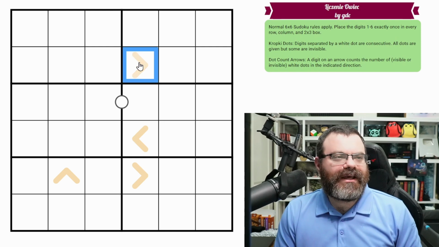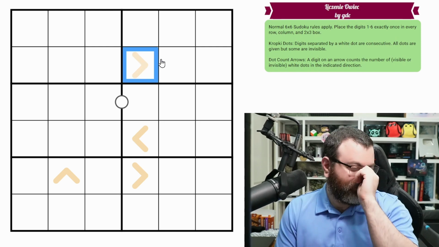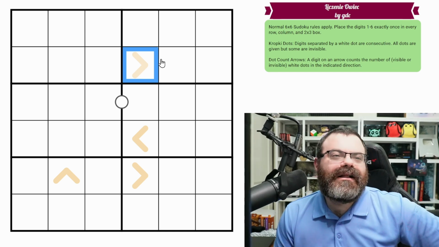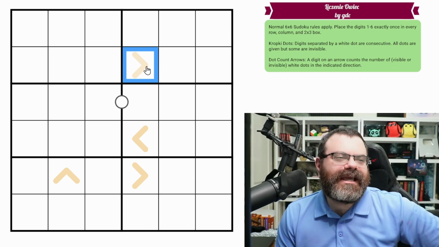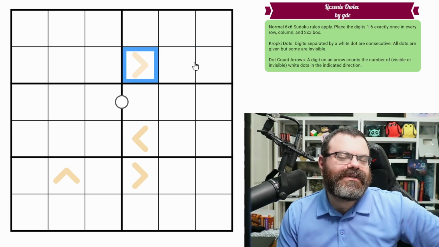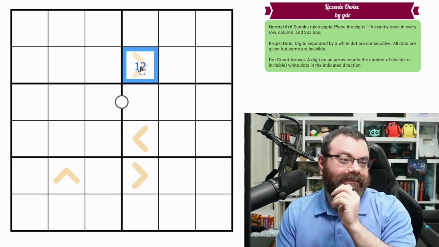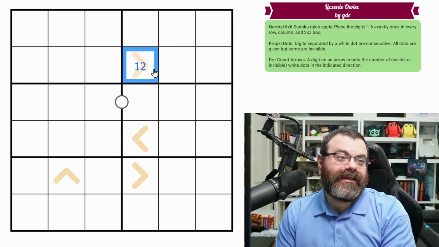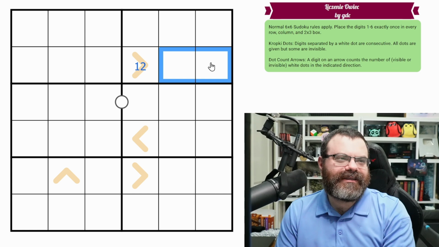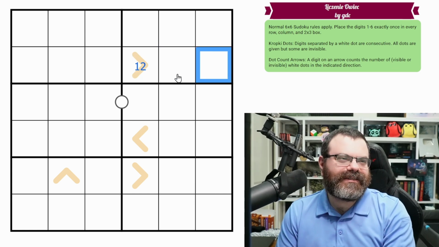Okay. I want to think about this. This can't be 0. I think this can count the dot that's right here, right? So this can be up to 2. This can be a 1 or a 2. If it's a 2, then we have a completely consecutive sequence. Like it would have to be 2, 3, 4. If it's a 1, then these two are consecutive, but they could be anything. Or it could be 1, 2, and then this isn't consecutive.